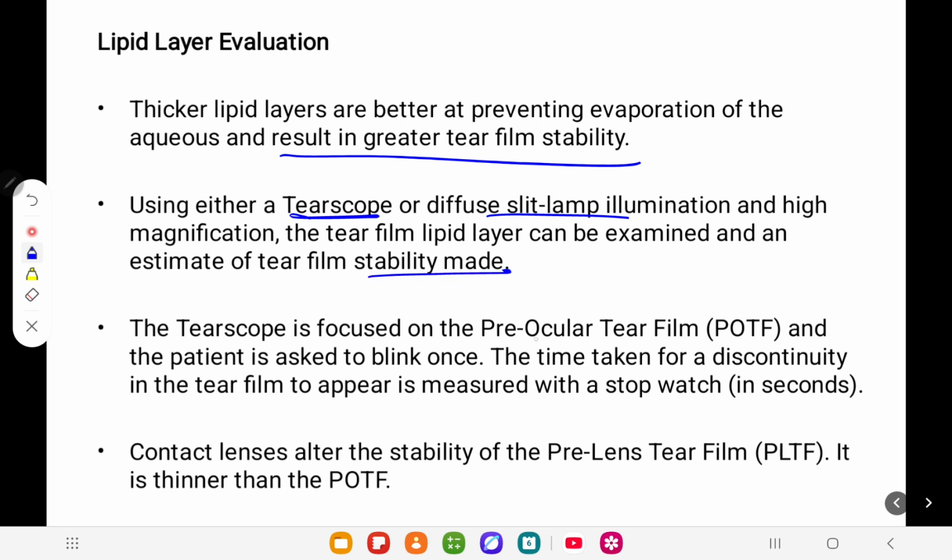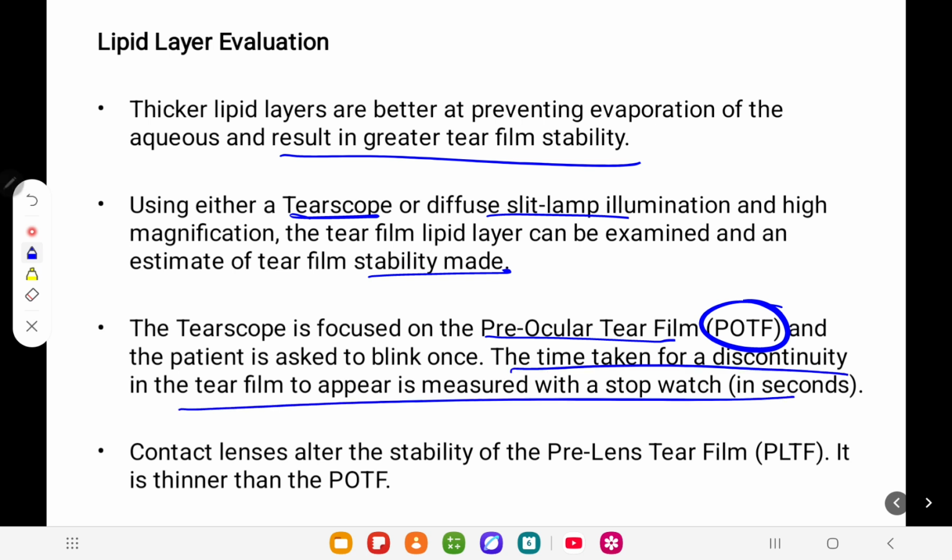The tearoscope is focused on the preocular tear film, and the patient is asked to blink once. The time taken for discontinuity of the tear film to appear is measured with a stopwatch. It's very important that you measure the time. Contact lenses definitely alter the stability of the tear film; the pre-lens tear film is thinner than the normal preocular tear film.